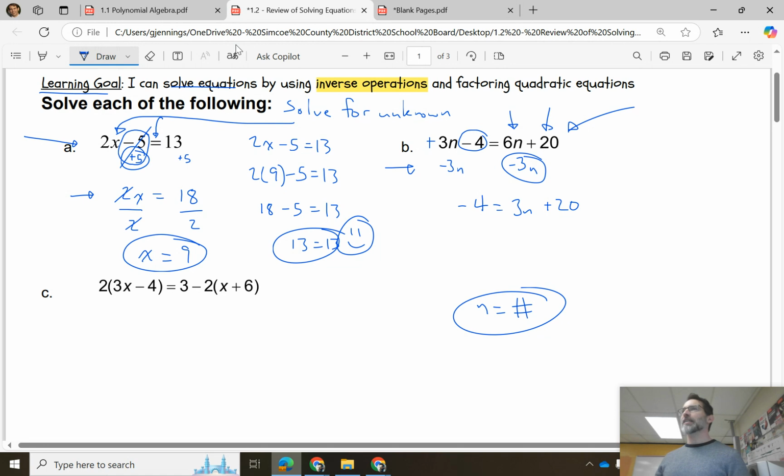How can I get some numbers, either the 3 or the 20, away from that n? I want that n isolated and for it to tell us its truth. What are you thinking? Minus 20 on both sides. Love it. Let's take away 20 on both sides. Then we get negative 4 minus 20.